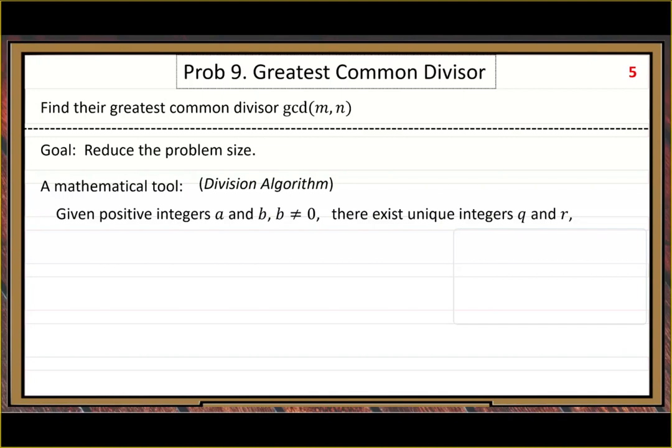Q for quotient, r for remainder, such that the remainder must be in this range: greater or equal to 0, less than the divisor b, because we use b as the divisor. Strictly less than the divisor b, such that a equals b times q plus r. That's the integer division algorithm formulation.